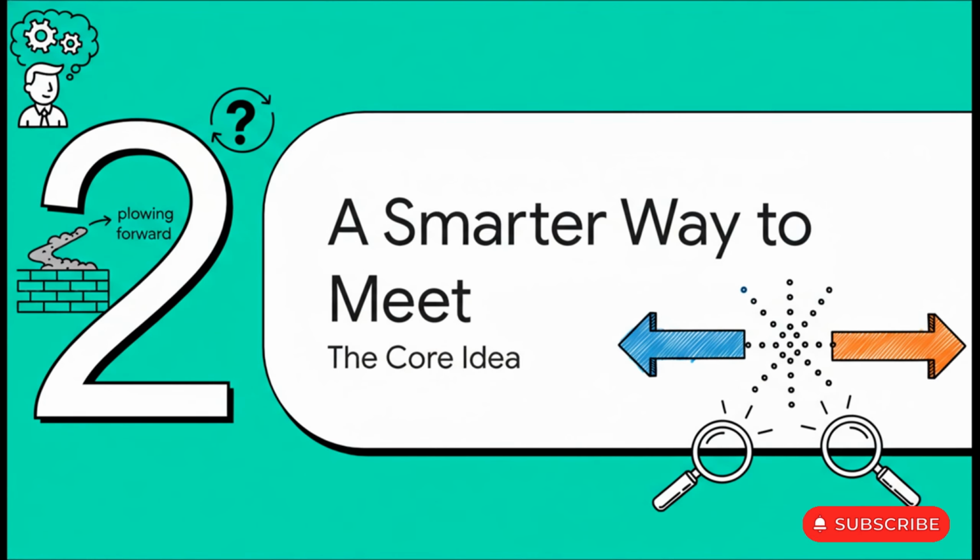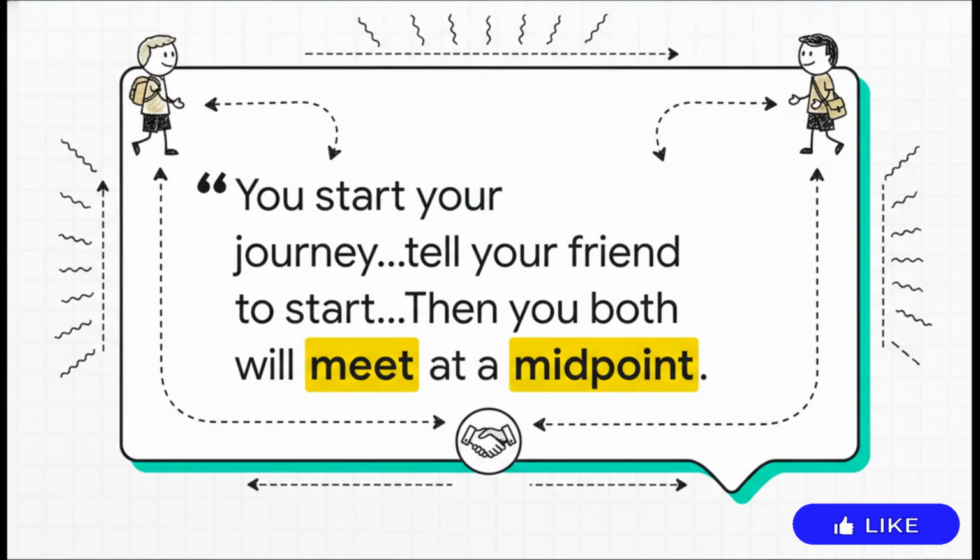So if just plowing straight ahead is going to be way too slow, what's the alternative? Well, it's all about working smarter, not harder. Let's introduce the core idea here with a really simple analogy. This quote just nails it perfectly. Instead of you having to make the entire trip all the way to your friend's house, what if you both just left at the same time and aimed for somewhere in the middle? I mean, we all intuitively get that this would be way, way faster.